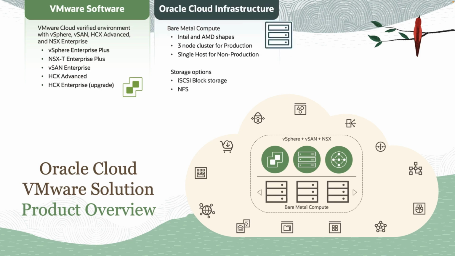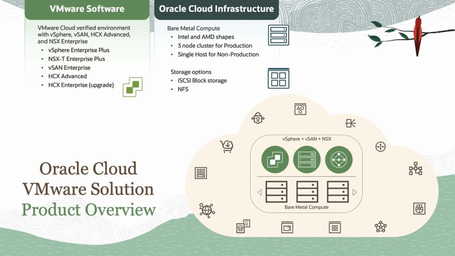Now, all of these software components are installed on top of bare metal servers within OCI. The bare metal compute configuration holds the capacity for deploying these management appliances along with the workloads. There are compute shapes available in both Intel and AMD processors. For production purposes, there is a minimum of 3 nodes required to be chosen as the vSphere cluster. For non-production purposes, there is a single host provisioning that is available, and usually that is used for testing or evaluation purposes.